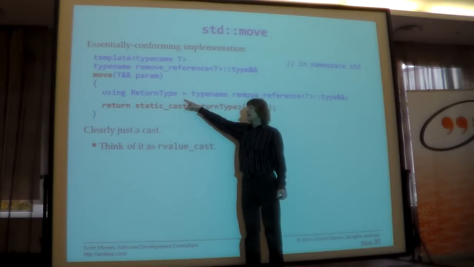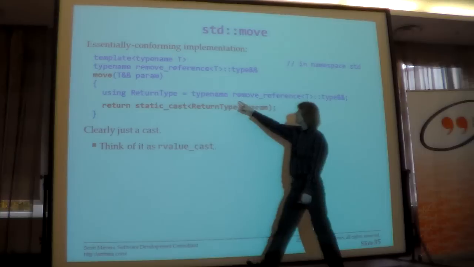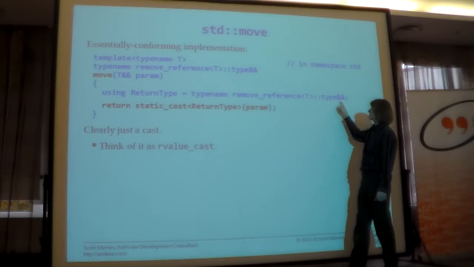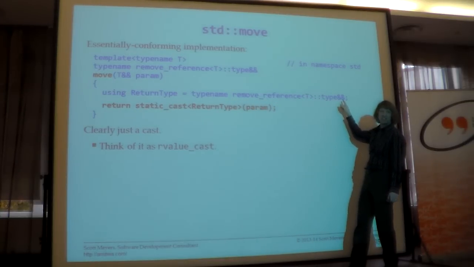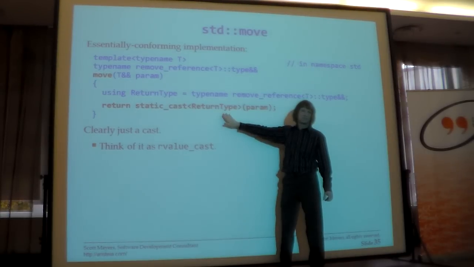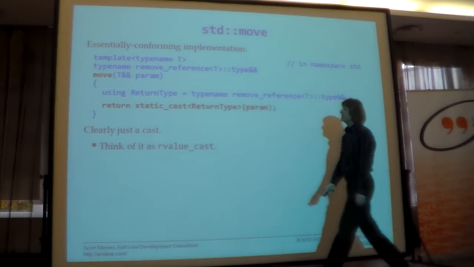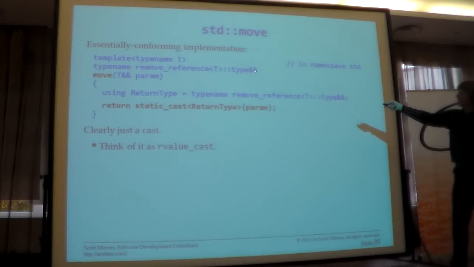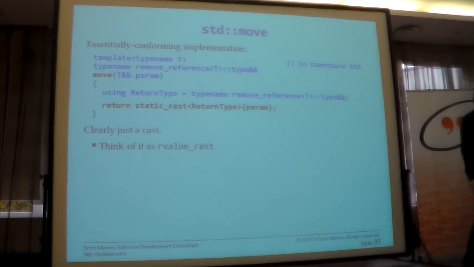Inside the function, I have a typedef called return type of type name, remove reference of T::type ref. It's exactly the same text as the casting to, which means that I have to type that here, and I have to type exactly the same thing here. That to me is not great software engineering.